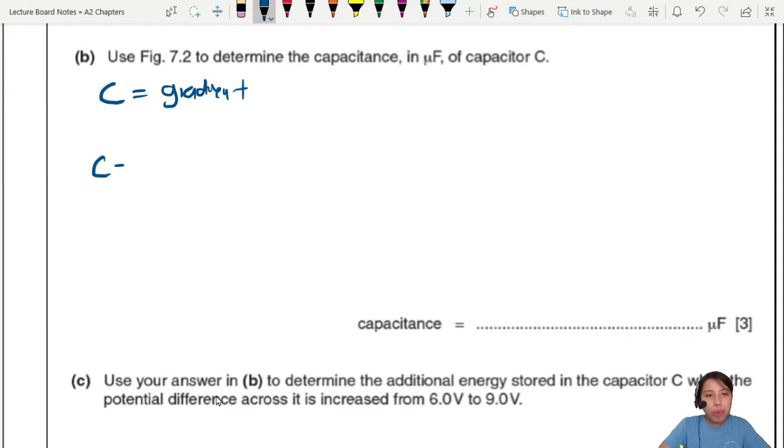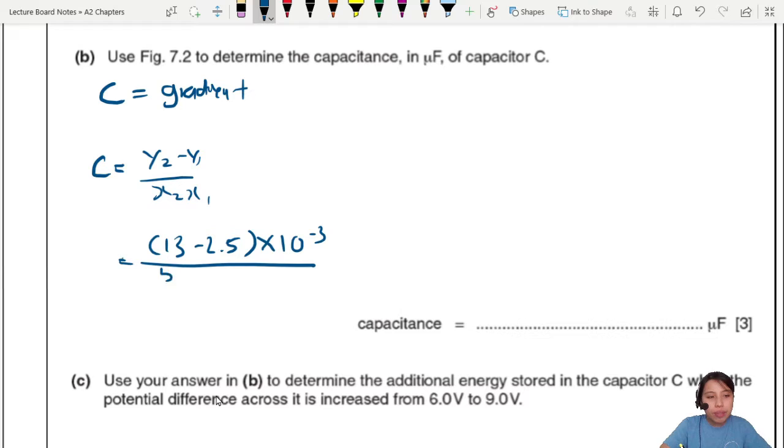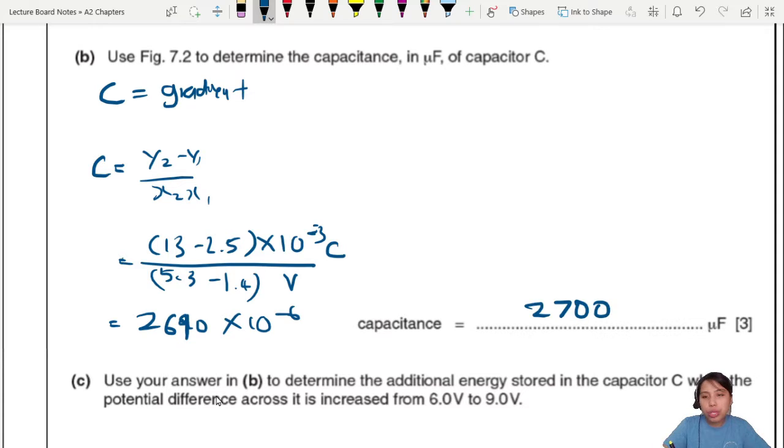So you plug in your points, y2 minus y1 over x2 minus x1. The points I used from my graph were about 13 minus 2.5, times 10 to the negative 3, over 5.3 minus 1.4. This is in volts, and the charge is in coulomb, so don't forget the negative 3. That gives me about 2690 times 10 to the negative 6. So that's what I got, and I would probably write just 2700.